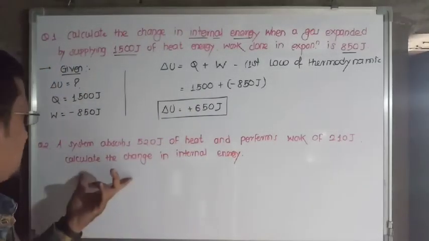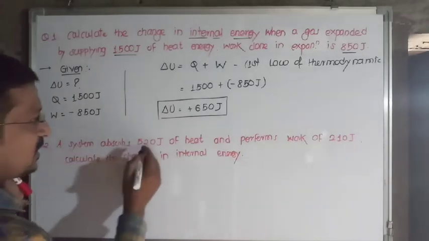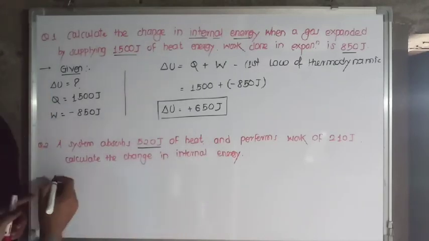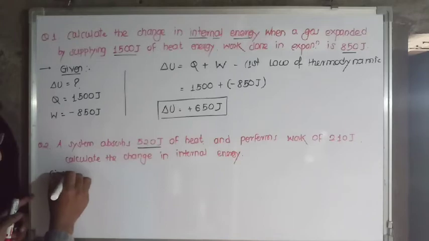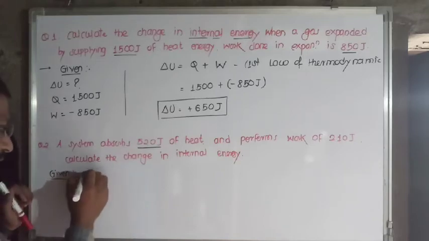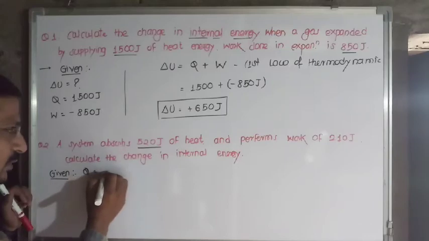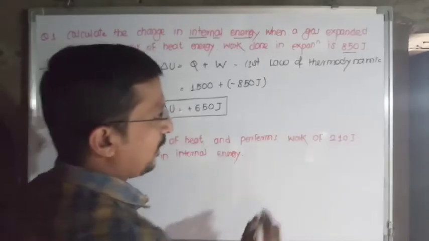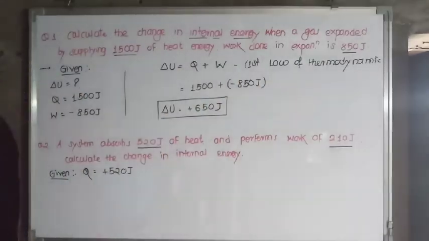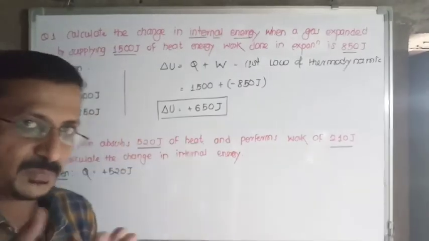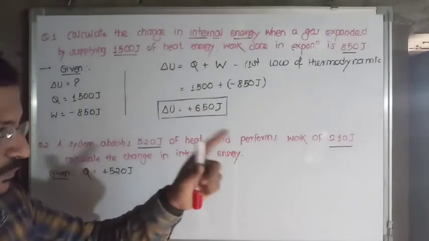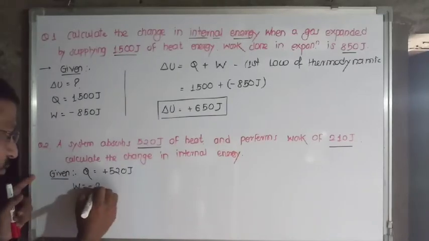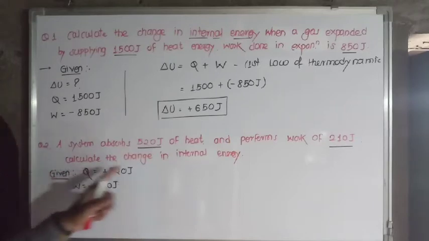The next: a system absorbs 520 joule of heat. Given that heat is absorbed, Q is positive, plus 520 joule, and it performs work of 210 joule. Work is performed by the system, so work is negative: minus 210 joule. Calculate the change in internal energy, again delta U.